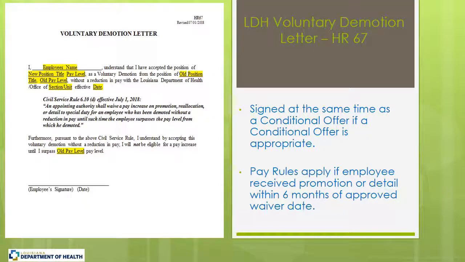The voluntary demotion letter, or HR 67, will be completed by an HR analyst, and the employee who is demoting will need to review and sign. The letter will list the employee's name, new position and pay level, old position and pay level, as well as the section/unit, and effective date. The letter also states the civil service rule governing demotions. The employee should read and understand this information completely. If further explanation is needed, please contact HR.